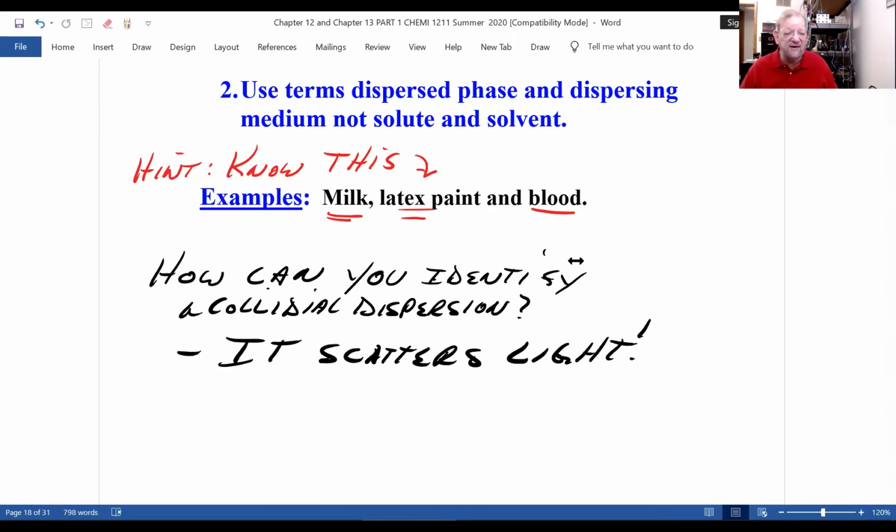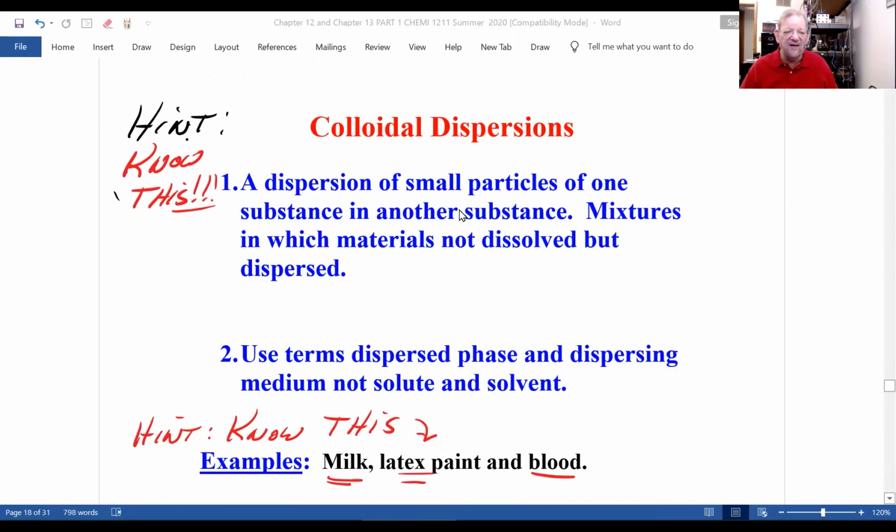And Marissa, the answer is yes. I'll never ask on a test, but you should be familiar. Well, a colloidal dispersion is a dispersion of small particles of one substance in another substance. That's really all you have to know. This part right here. Okay? I'll wait while you copy that down.